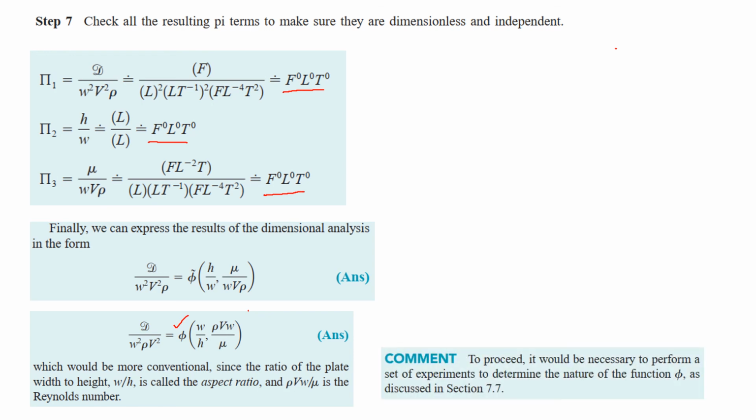This is the comment at the end of the example, and to proceed it would be necessary to perform a set of experiments to determine the nature of the function, as discussed in section 7.7 of your Munson book. So we now just need to do a few experiments to find the value of the constant in this equation. Once we have this value, we can use the equation we just wrote and compute the drag force. So this was an example from your Munson book related to dimensional analysis. Hope this was clear.